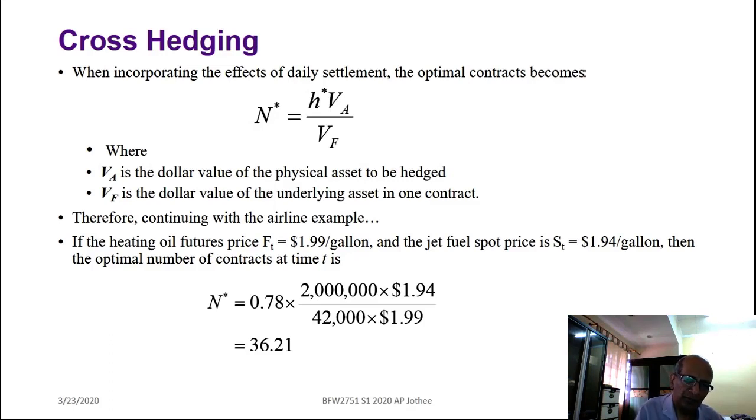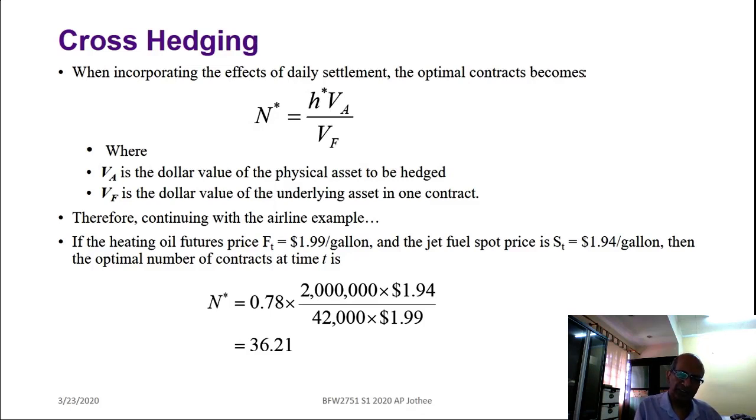Therefore, continue the example. You see the heating oil futures price is, let's say, $1.99 per gallon, and the jet fuel is $1.94 per gallon. Then the optimal hedge ratio with the tail adjusted is 0.78 times 2 million times the price of the jet fuel, that is 2 million times 1.94, divided by 42,000 gallons, the one contract size of the heating oil, times the heating oil price. If you multiply it all, you get 36.21.